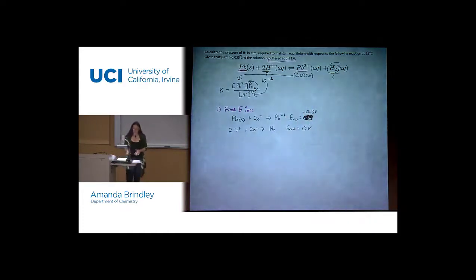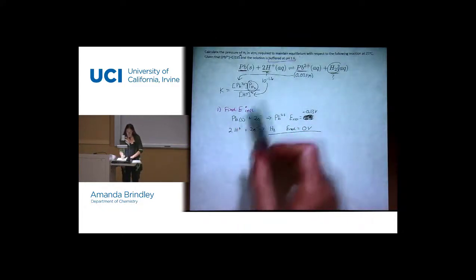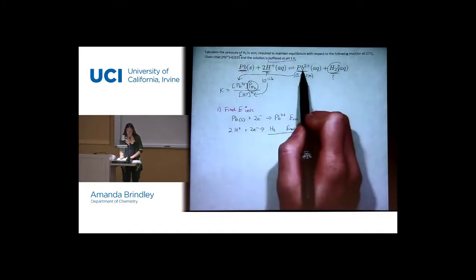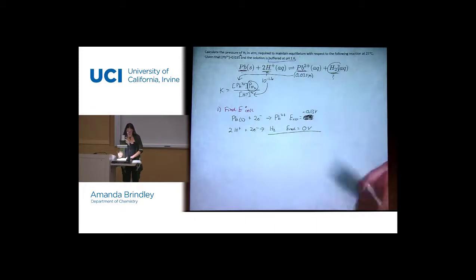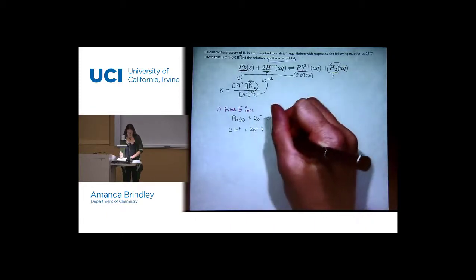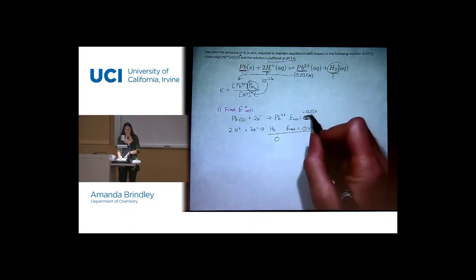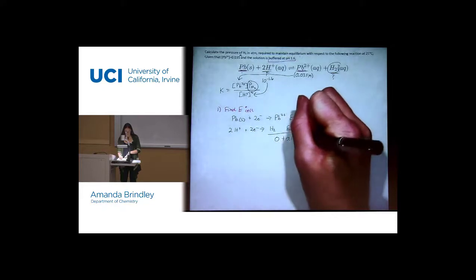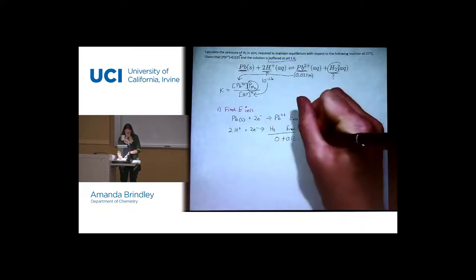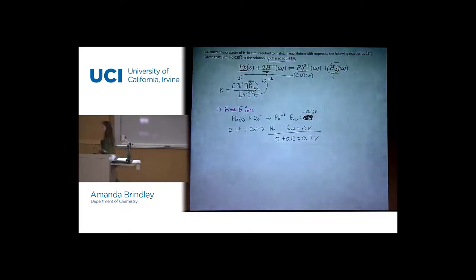We go to add these up. And we look at this. Our lead is being oxidized. Our hydrogen is being reduced. And so it's going to be, depending on how you want to think of it, either 0 minus a negative 0.13 or 0 plus 0.13. Okay, that's our E cell.